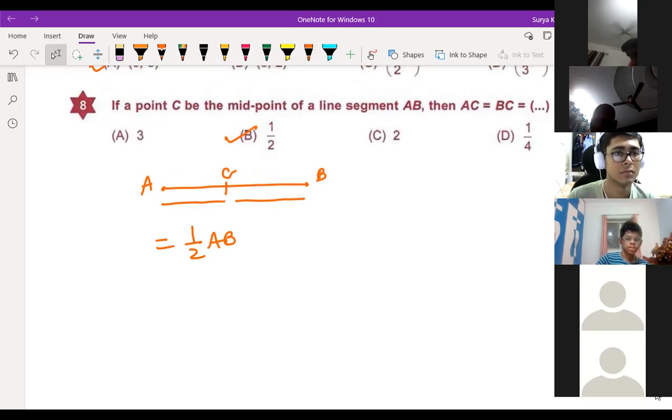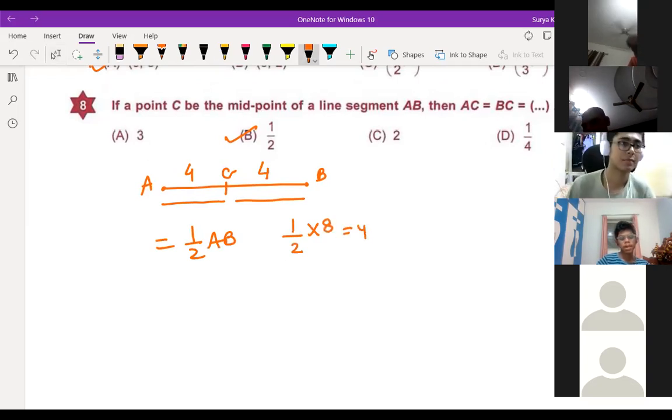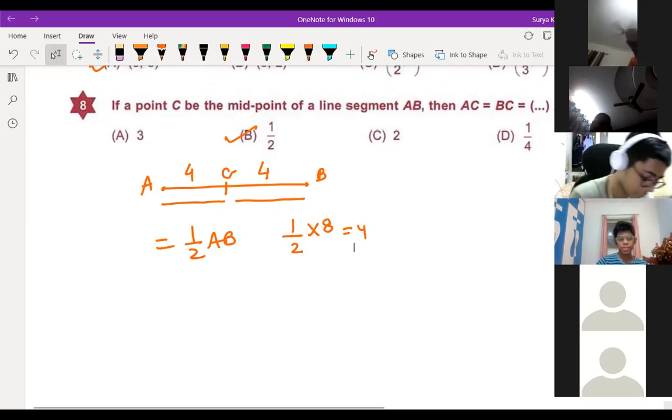You can't write it twice. Suppose AB is 8 centimeters, then AC is 4 and BC is 4, and the total becomes 8. How will 8 come? 1/2 into 8 gives 4. If you want to put the value, you can also do that. Now question number 9.